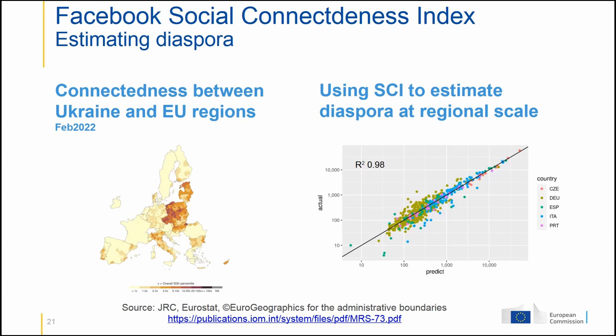Actually, it was not the only variable entering the system, but there are also a few other readily available variables, like the total population in the destination country and the location of the various areas. But as you can see, for these specific five member states, this social index seems to work pretty well in estimating the diaspora.